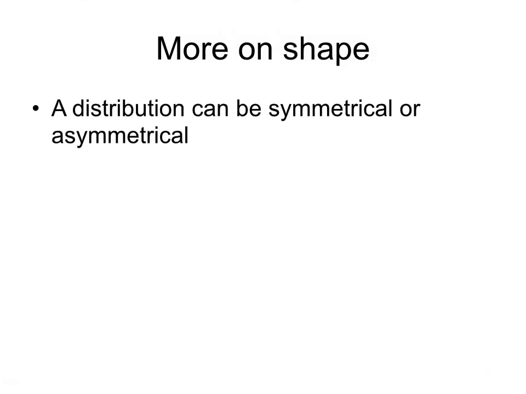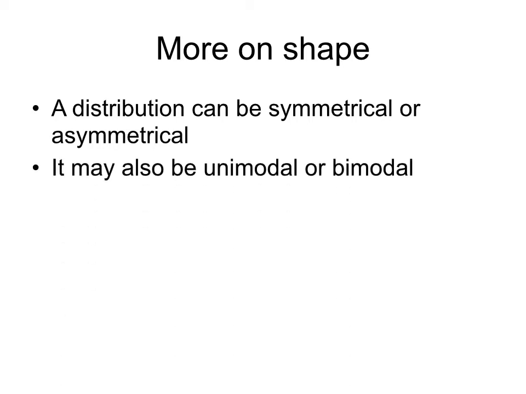A distribution can be symmetric or asymmetrical. So on one side or the other, do we have some difference or is it the same? It could be unimodal or bimodal. It has one mode or many modes, two modes. Unimodal distributions are pretty common, such as grades. That's a very common thing I see in grades.